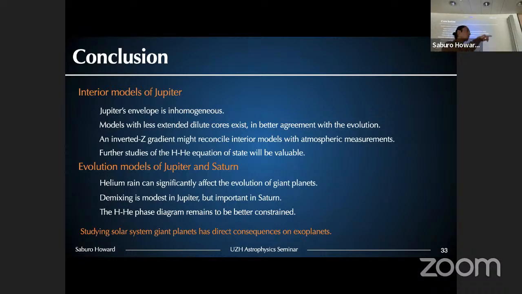But if you had a gradient of Z, I think if you start helium rain first, you will accumulate a small amount of helium in the deep interior and progressively have more helium stacking above the dilute core. So I think there will be less chances of having this dilute core. But if you have enough helium rain sinking maybe on top of this dilute core, you could have this helium core. But of course, it depends then on the extent of the dilute core.